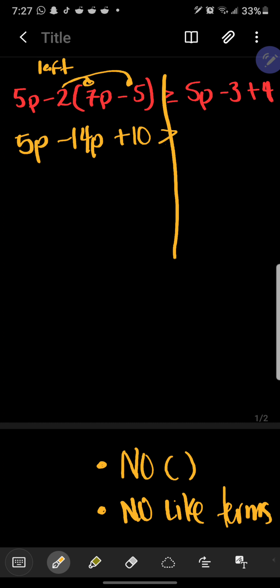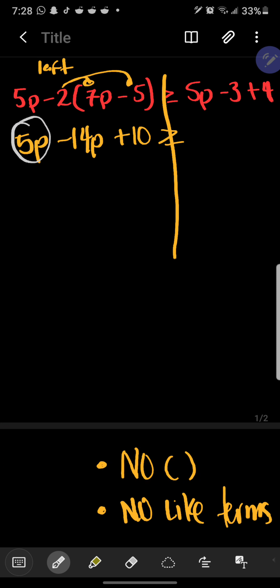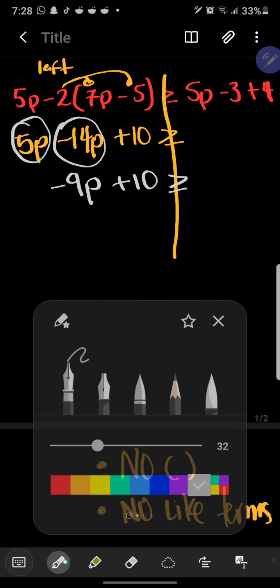Okay? You bring down the symbol, but I'm going to continue simplifying this side. I'm not going to jump on the other until I get to have no like terms, okay? As you can see right here, I do have like terms. I have the P family. And together, you put in the calculator 5 minus 14. That will give you a -9p. Okay? Next, I bring down the plus 10 and bring down the symbol. Now I'm done on this side.